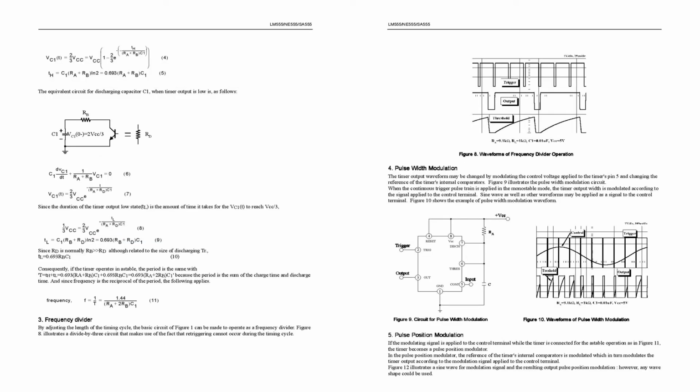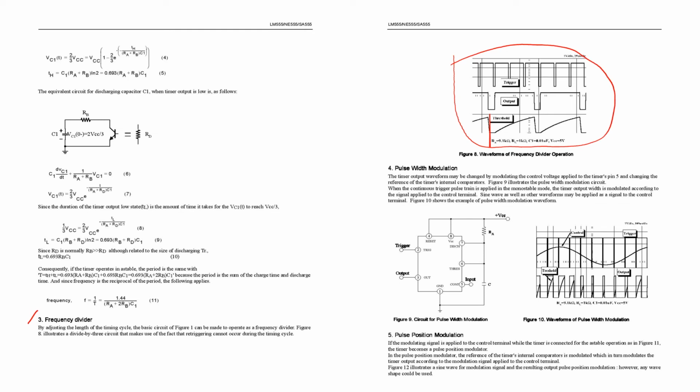In the data sheets it is also given how the 555 can be used as a frequency divider, that is by adjusting the length of the timing cycle. So we can make it operate as a frequency divider. These are the waveforms for given R, C and VCC values.